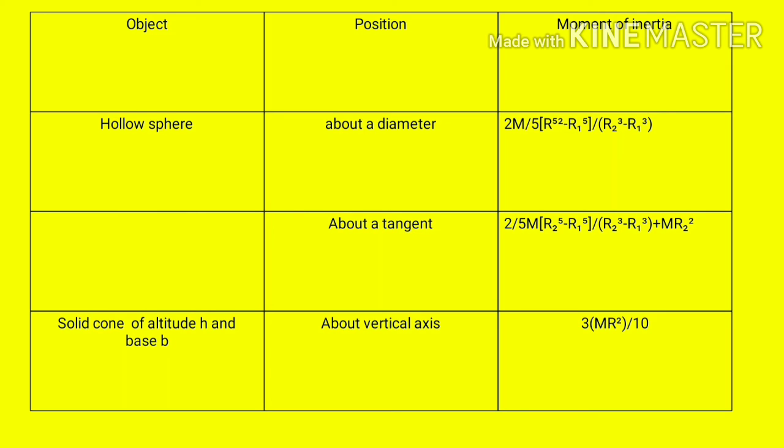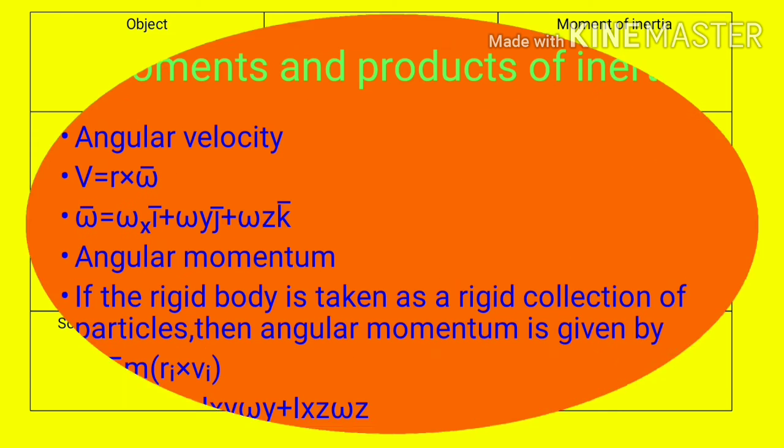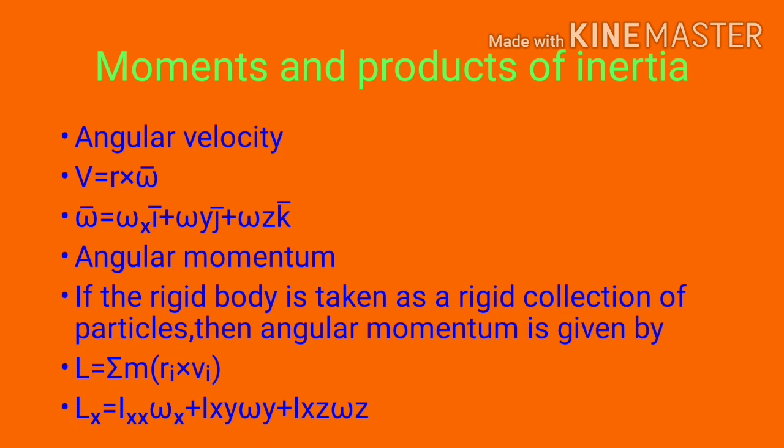In all the tabulations, M represents the mass of the body, L represents the length of the body, B represents the breadth of the body, R1 and R2 represent the inner radius and outer radius of the body, I denotes the moment of inertia, and R denotes the radius of the body. Velocity is v equal to omega cross r. Angular momentum L is equal to I omega, where I denotes the moment of inertia and omega denotes the angular velocity.